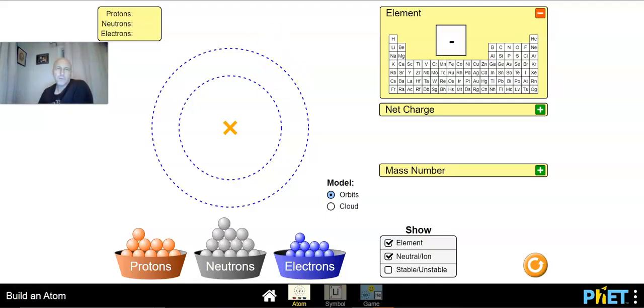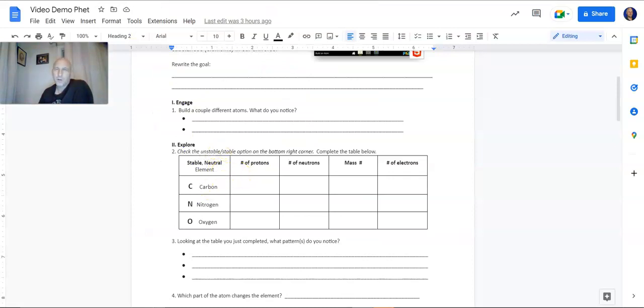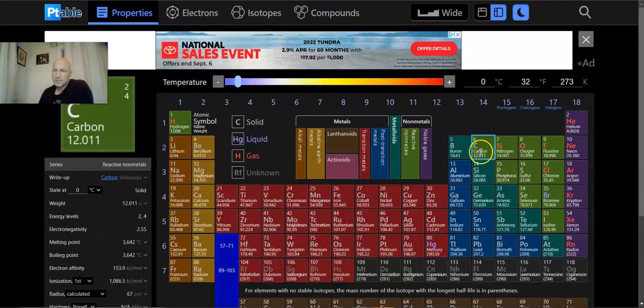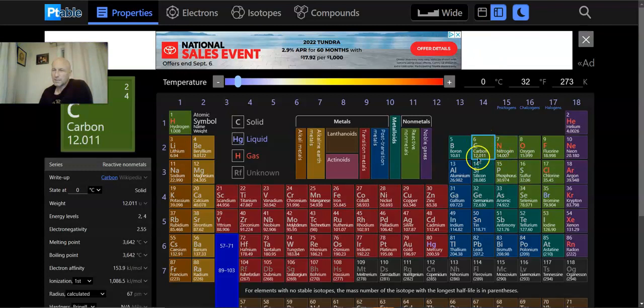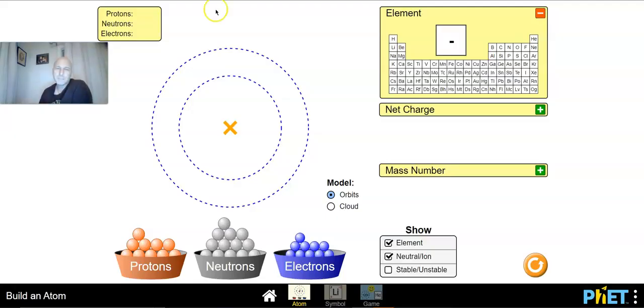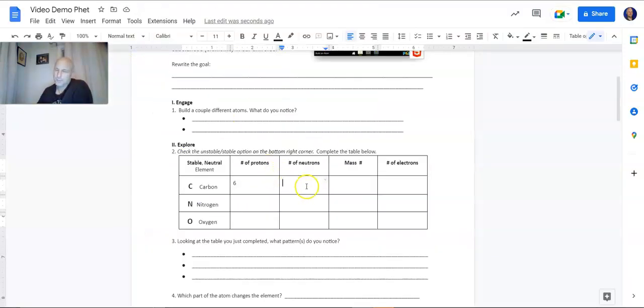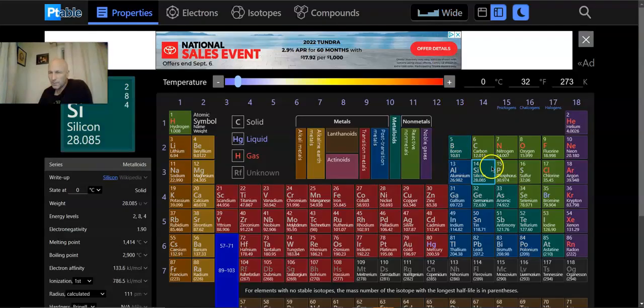Okay, so if you are looking at this carbon, you see it is number 6. So I'm going to go ahead and put a 6 in here. Okay, now number of neutrons, I remember this number cut in half. Half of it is protons, half of it is neutrons. Okay, so I'm going to go back in here. Neutrons is 6. Mass number is 12. It tells me right here on the periodic table, you see that 12.